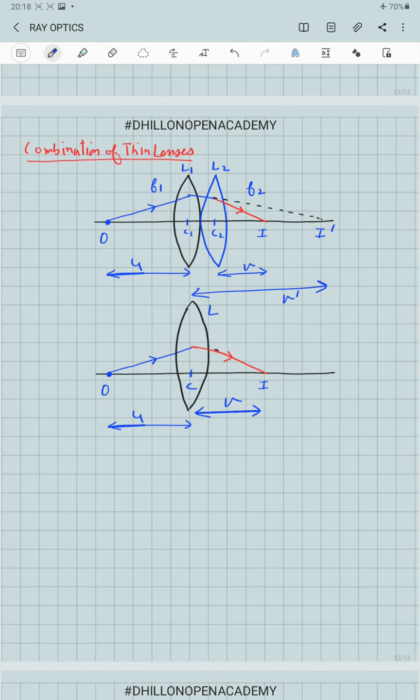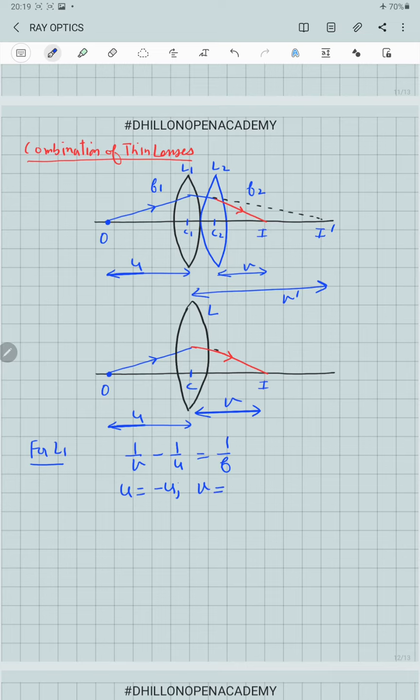And now we want to determine the mathematical relation with which we can find the equivalent focal length if we are given the values of the focal lengths f1 and f2. Now, if we use the thin lens equation or thin lens formula for the lens L1, 1 by v minus 1 by u is equal to 1 by f. In this equation, the object distance is minus u.